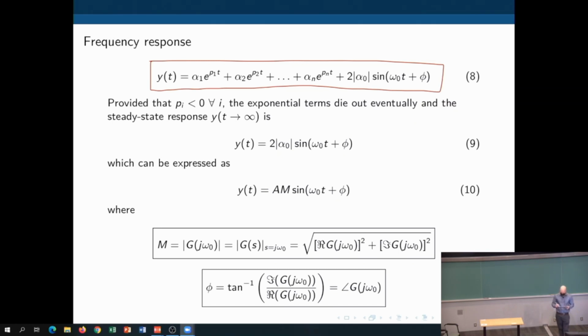Assuming that the system is stable, what happens to the exponential components? If the system is stable, what is the final value of the exponential components? They must decay to 0. If the system is stable, that means P1 is smaller than 0, so is P2, so is Pn. So all these exponentials eventually die out to 0. And we are left with one term here that doesn't have any exponential component on it, only a sinusoidal component. And that's now the steady state value of the output.